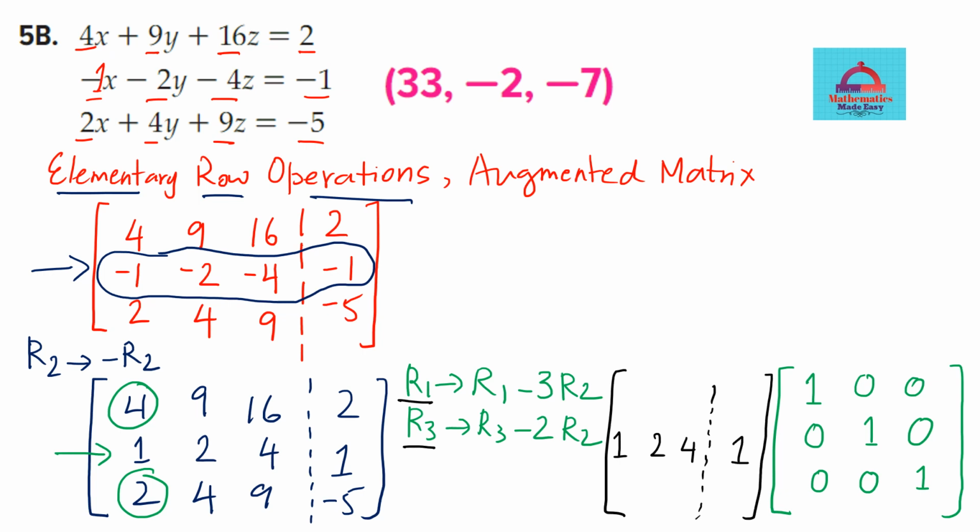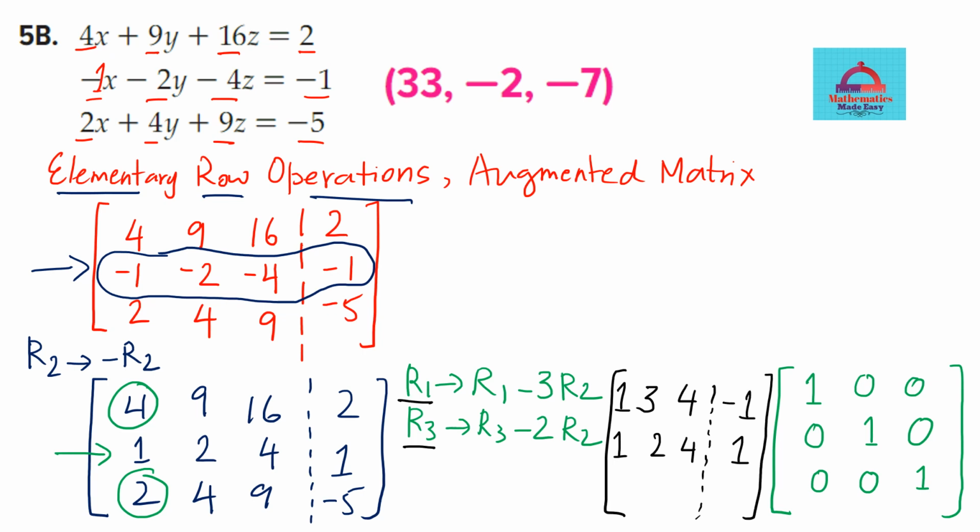So let's change the first row first. So 4 minus 3 times R2. So 4 minus 3 will give you 1. Then 9 minus 3 times 2 is going to give you 3. Then 16 minus 3 times 4 is going to give you 16 minus 12, which is 4. Similarly here it will be 2 minus 3, which is minus 1.